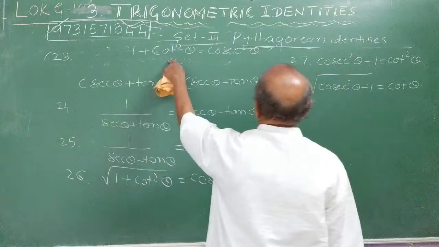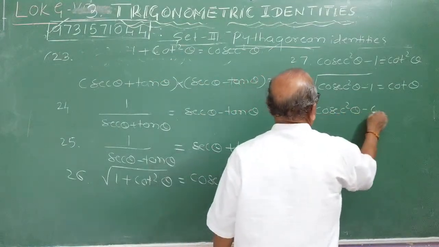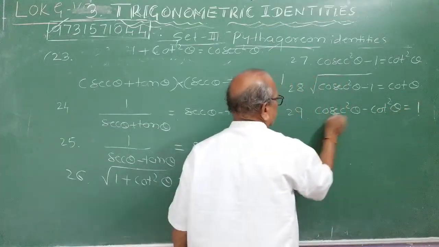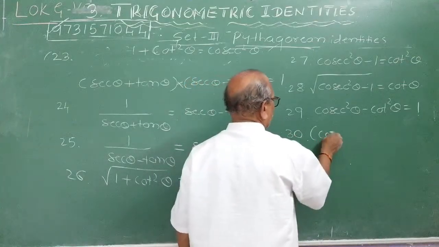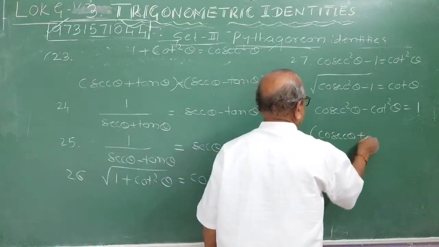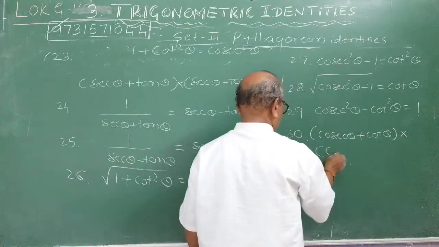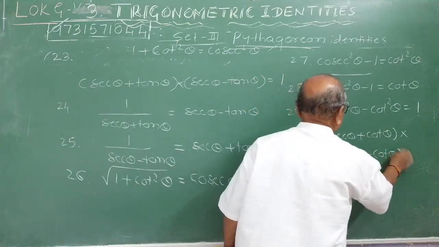Next, you take cot square theta to the right. What do you get? Cosec square theta minus cot square theta is equal to what? 1. Again a square minus b square. 30th. You get cosec theta plus cot theta into cosec theta minus cot theta is equal to 1.